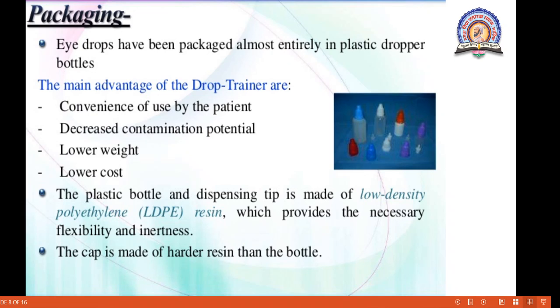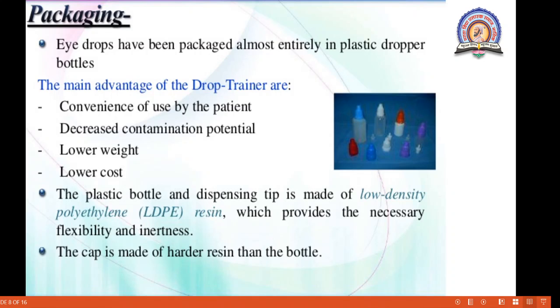Okay, then how the packaging of this eye drop is done. Eye drops have been packed almost entirely in the plastic dropper bottles. The main advantages of the plastic dropper are convenience of use by the patient, decrease the contamination potential, lower weight, lower cost. These are the main advantages of the eye drop.